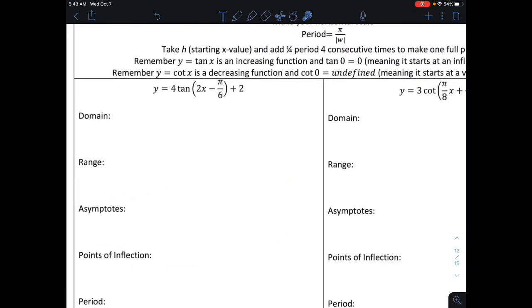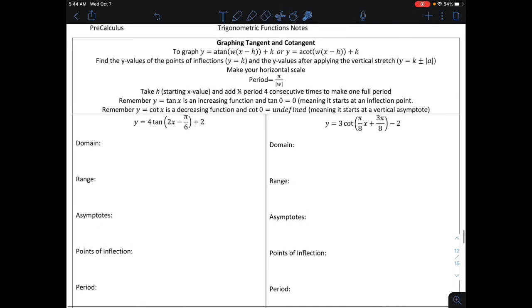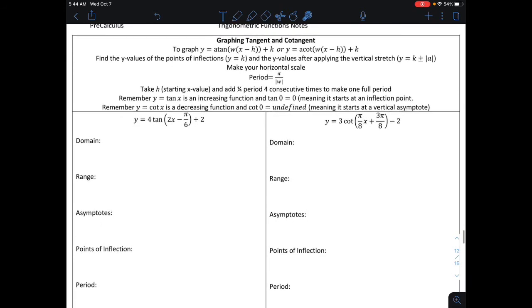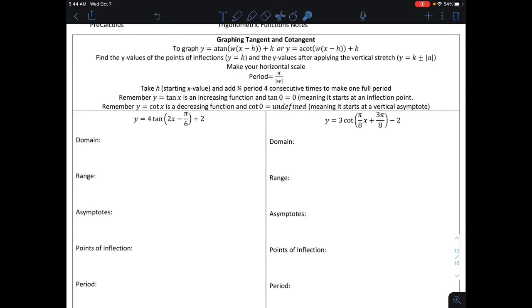Okay, now we're going to look at graphing tangent and cotangent. And so up here above, I have the general form that tells us how we'll go through the process of doing this. Now, we're not going to graph sine and cosine in order to make tangent. What we're going to do is look at this general form and identify where our points of inflection are.